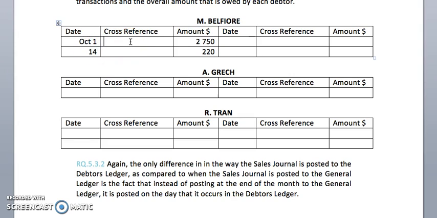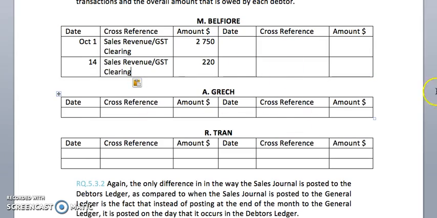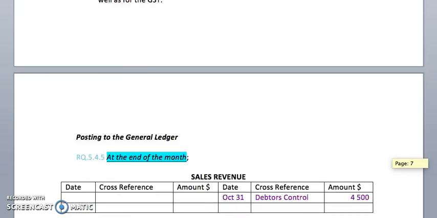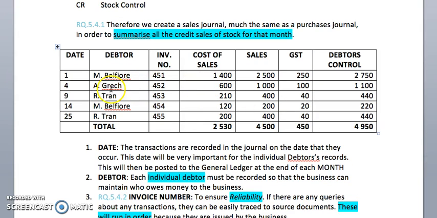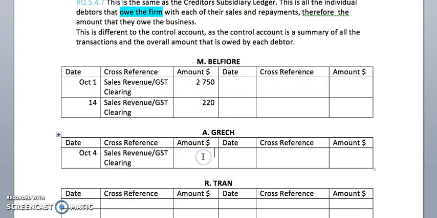Now, the cross-reference to these ones, these are the debtors. So we've got our sales revenue and our GST clearing. And then again on this second one, it's going to be exactly the same. Same deal down here with our next debtor. Only one transaction on the 4th for 1,100. So on October 4th, sales revenue and GST clearing, 1,100.